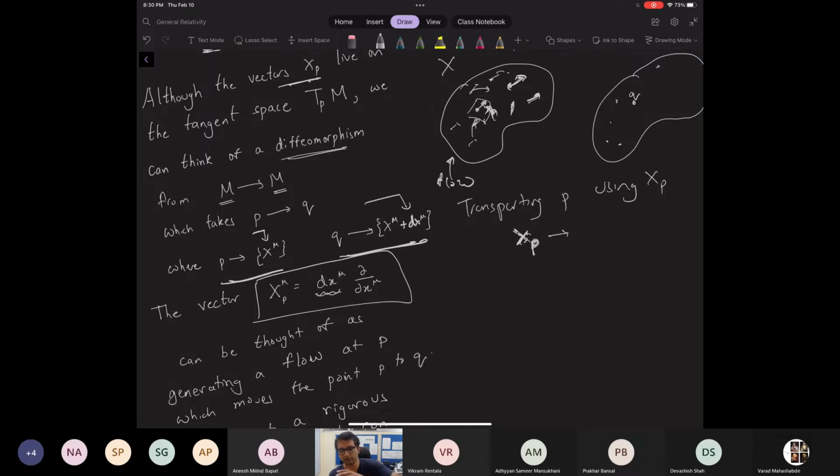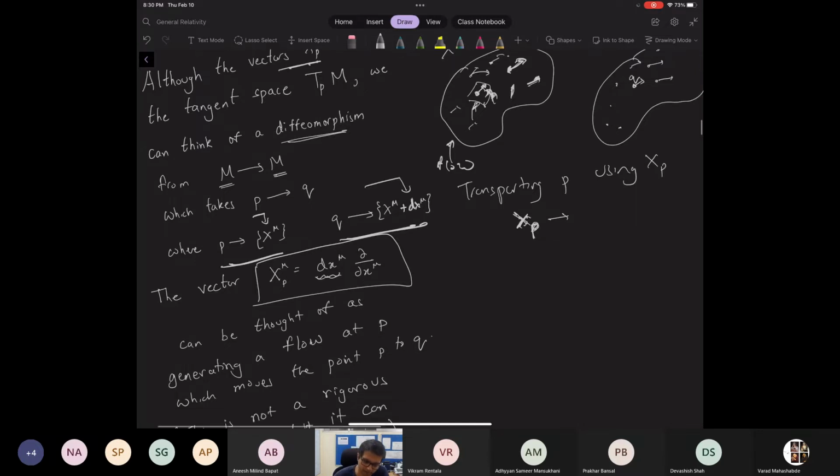And as I flow from initial time to final time, all the particles, which are points on the manifold, will end up at slightly different points on the manifold. But the entire manifold will be mapped back to itself. All these points will come to some other point on the same manifold.